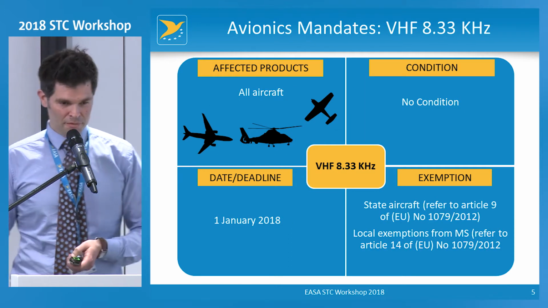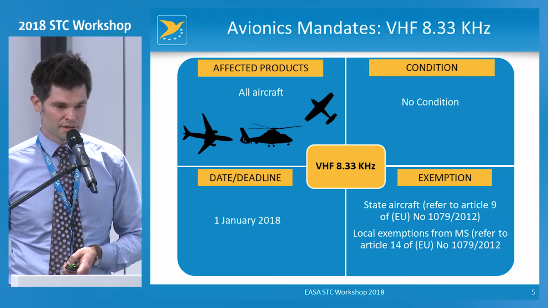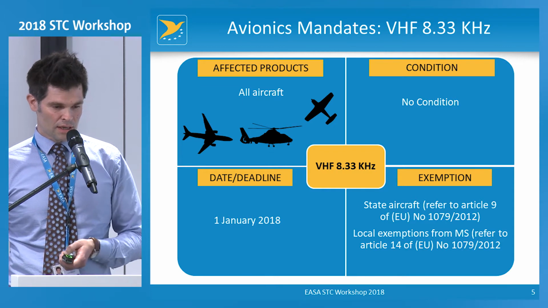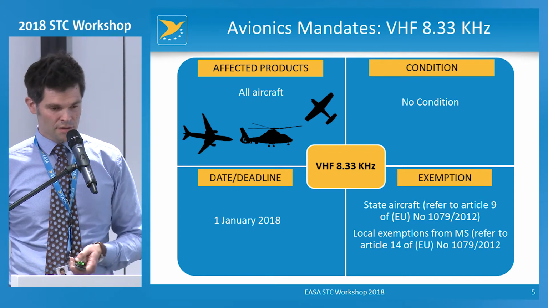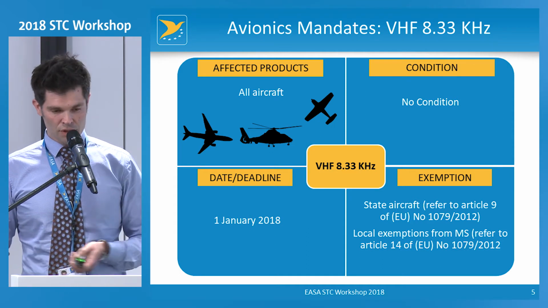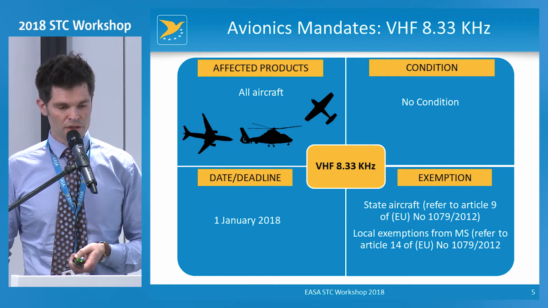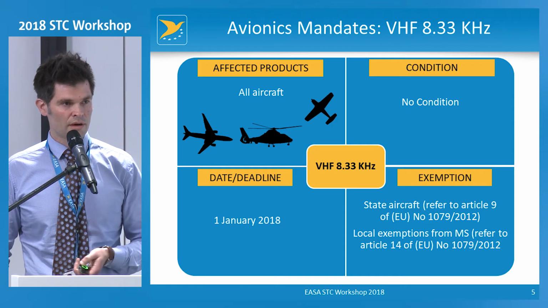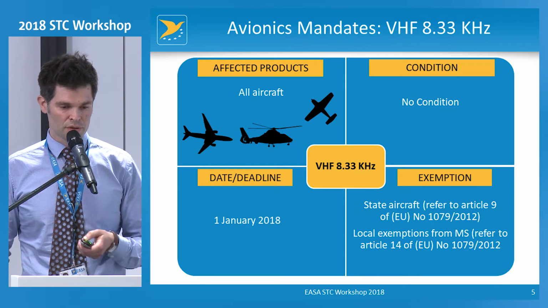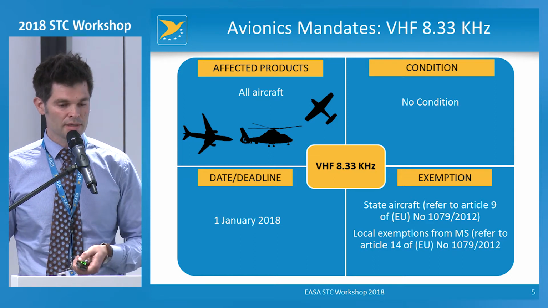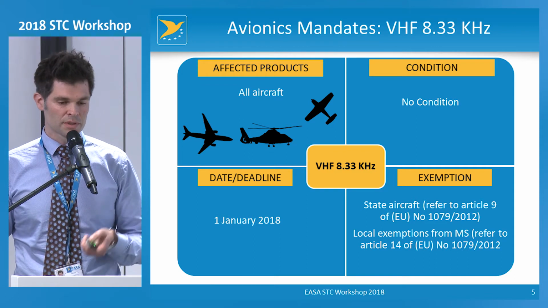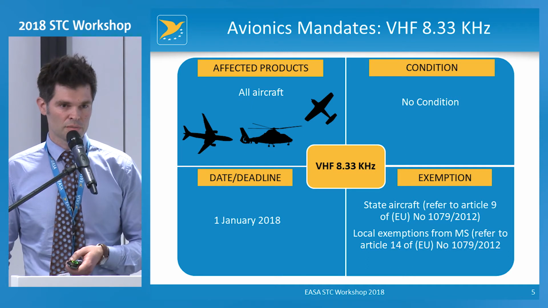Then we have the radio, VHF 833 kHz. Affected products: all aircraft. No condition. The deadline is again behind us. This is 1st January 2018. And you have a list of exemptions. Here I mentioned the state aircraft. You have special arrangements for state aircraft. I will not go into the details of the exemptions. I tried to summarize them here, but if you want to have further details, please look at the article that I've mentioned in the presentation.